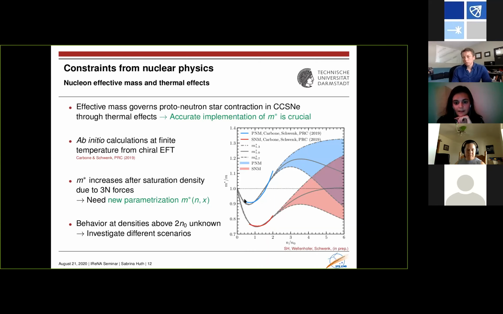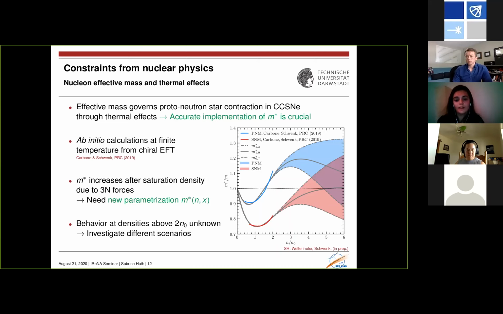And in previous equations of state that are available for astrophysical applications, you could only use the mean field effective mass that basically only decreases with density. So you had this one parameter which fixes the value of the effective mass at one density, say saturation density, but then it will just further decrease if you increase the density.